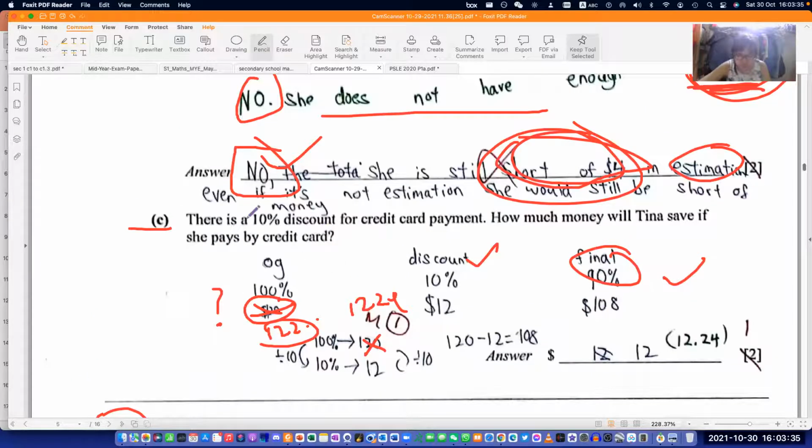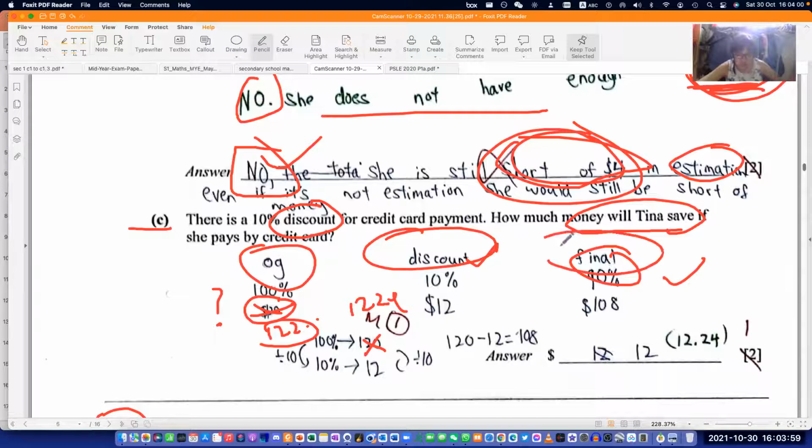Same thing here. There is a 10% discount for them. So basically over here, the keyword is discount. That's number 1. Number 2, how much money will Tina save if she pays by credit card? Save. That means I want to know the money saved. I don't want to know the original price. I don't want to know the discount. So basically in this, you have the original price, you have the discount, you have the final. They want to know how much money will Tina save.